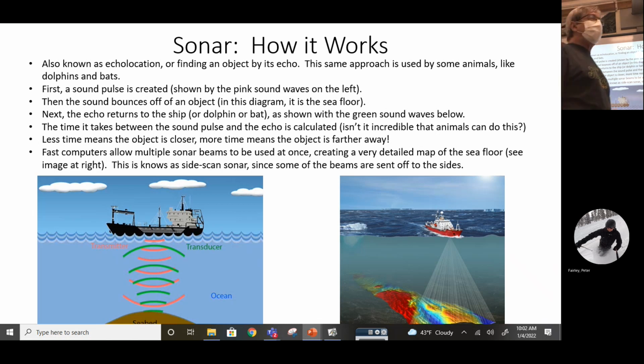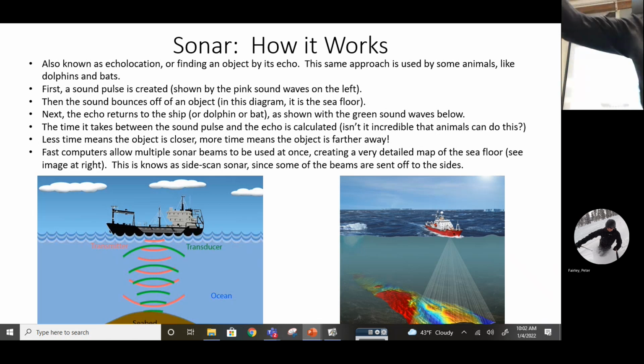Next, we measure the time it takes between making the sound and the echo to return to us. What do you think? In terms of time for the echo to get back, if it's further away, how long does it take? If it's something close to me, how long does it take for the echo to get back to me? If it's something far away from me, how long does it take for the echo to get back? It takes longer, right? So the further away it is, the more time it takes for the echo to get back to the ship or to get back to the dolphin's ears.